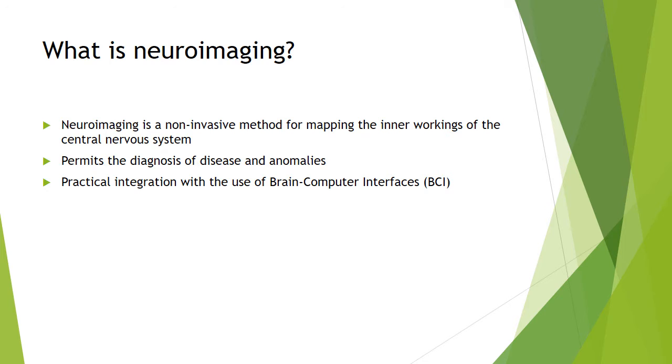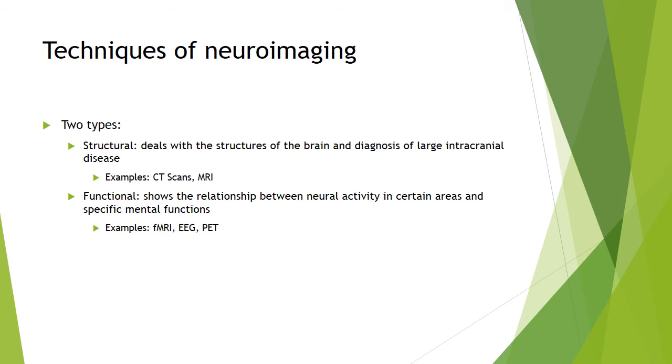Neuroimaging is a non-invasive method for mapping the inner workings of the central nervous system. It allows us to diagnose diseases such as epilepsy and anomalies such as tumors. It can also be integrated into practical applications such as BCI, or brain-computer interface, examples of which include neuroprosthetics.